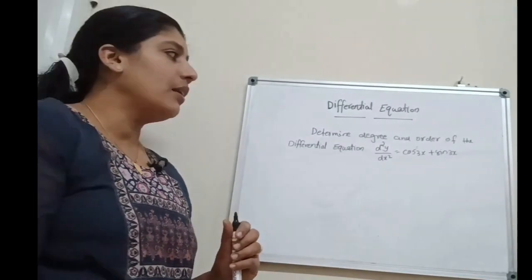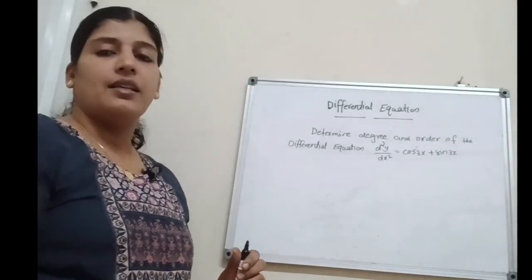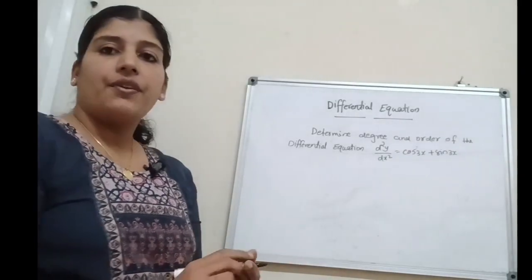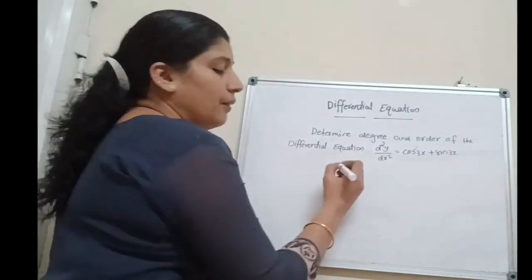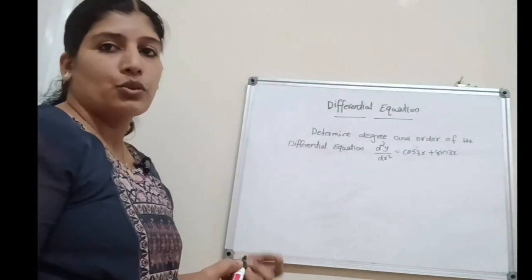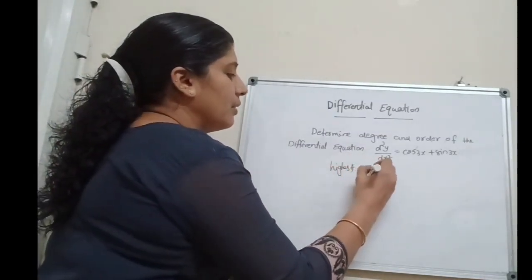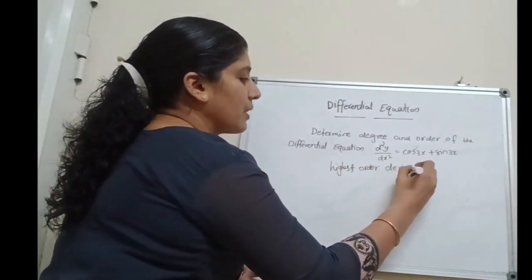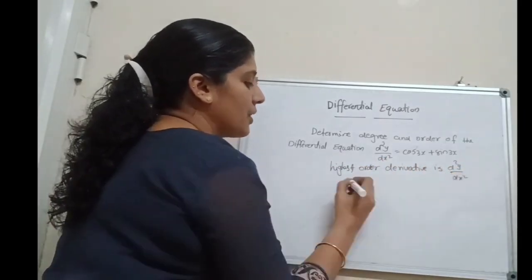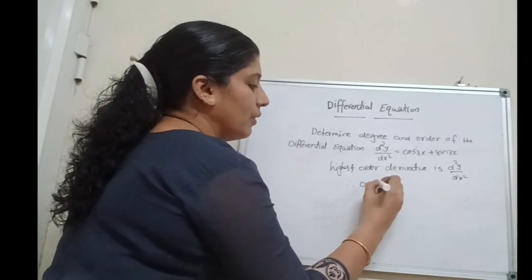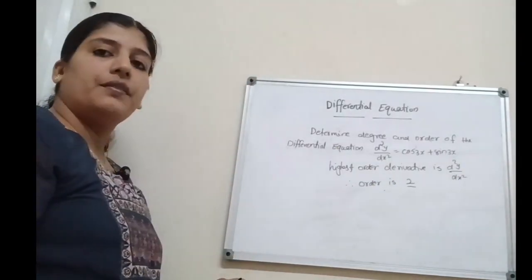Consider the question: determine the degree and order of the differential equation d square y by dx square equal to cos 3x plus sin 3x. In this differential equation, the highest order derivative is d square y by dx square. Therefore, the order of the differential equation is 2. Next, find the degree of the differential equation.